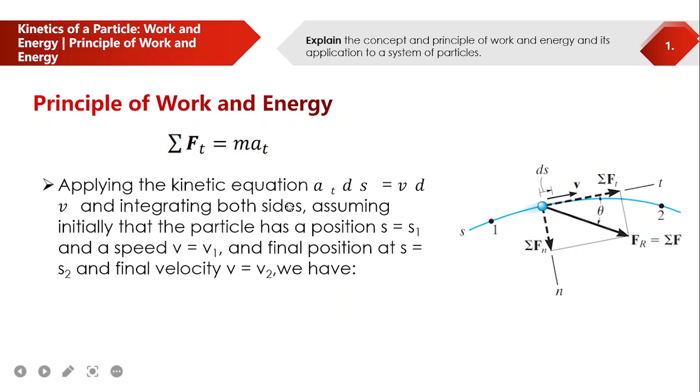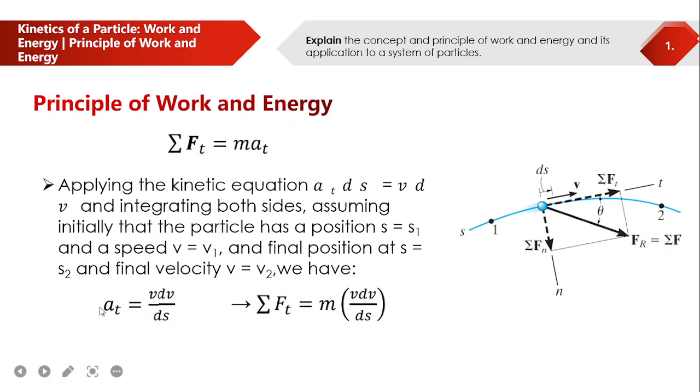Applying the kinematic equation, a sub t ds is equal to v dv, and integrating both sides, assuming initially that the particle has a position s equal to s sub 1 and a speed v equal to v sub 1, and the final position s equal to s sub 2 and final velocity v equal to v sub 2. From our kinematic equation, a_t ds is equal to v dv, so a_t will be v dv over ds.